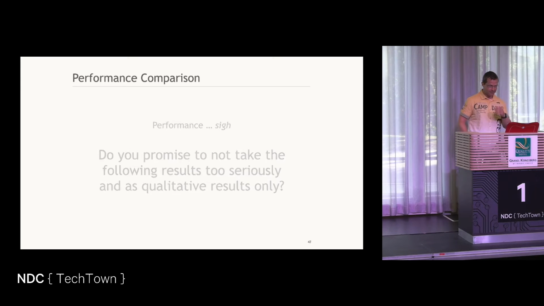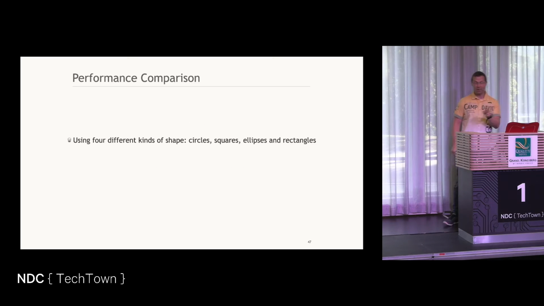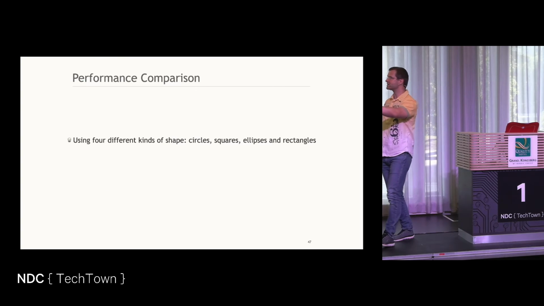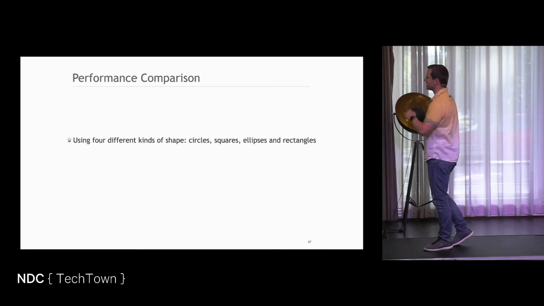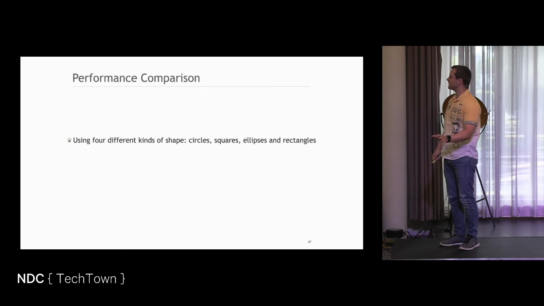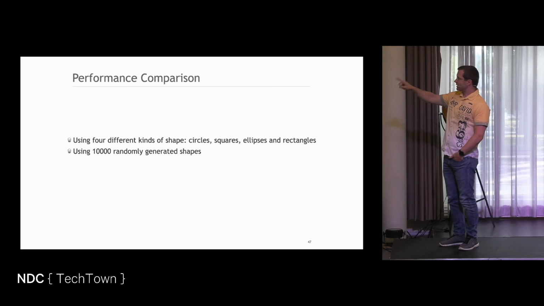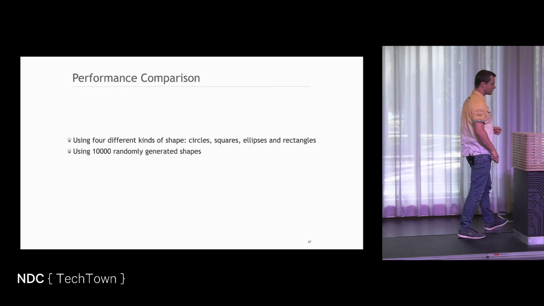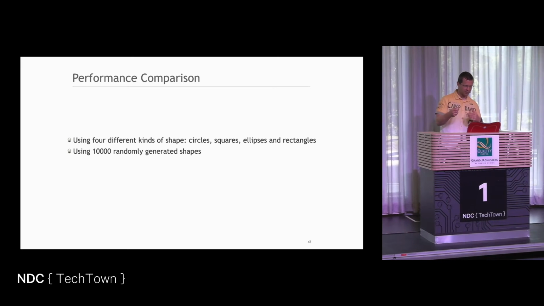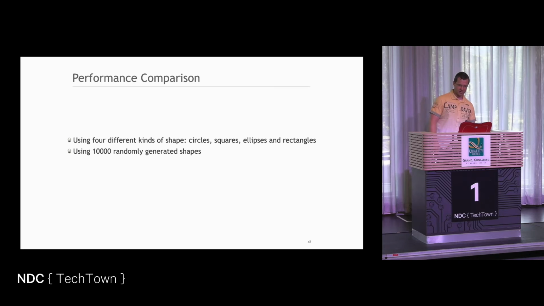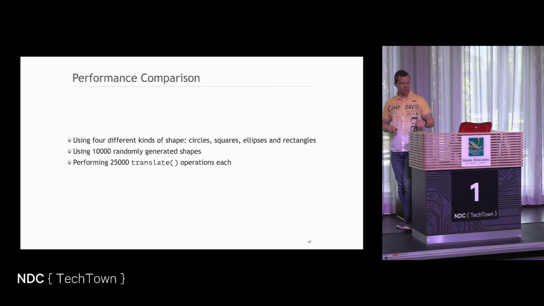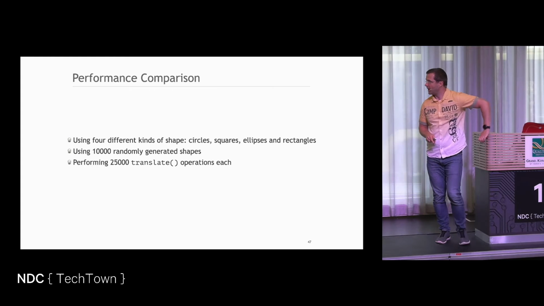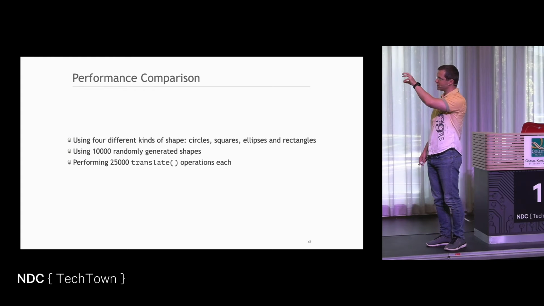So here they are. I should explain first what I'm doing. I'm now having 4 kinds of shapes, which is definitely a little more realistic than just having circles and squares. I also added ellipses and rectangles, but of course there can be many, many more. I create 10,000 random shapes. Random shapes means that I do not have 2,500 of each of them, but approximately 2,500 based on the random number generator. But this helps me to make it a little harder for the compiler to do some optimizations. I perform 25,000 operations, and I've picked a cheap one. I've picked translate, which is moving the center point.